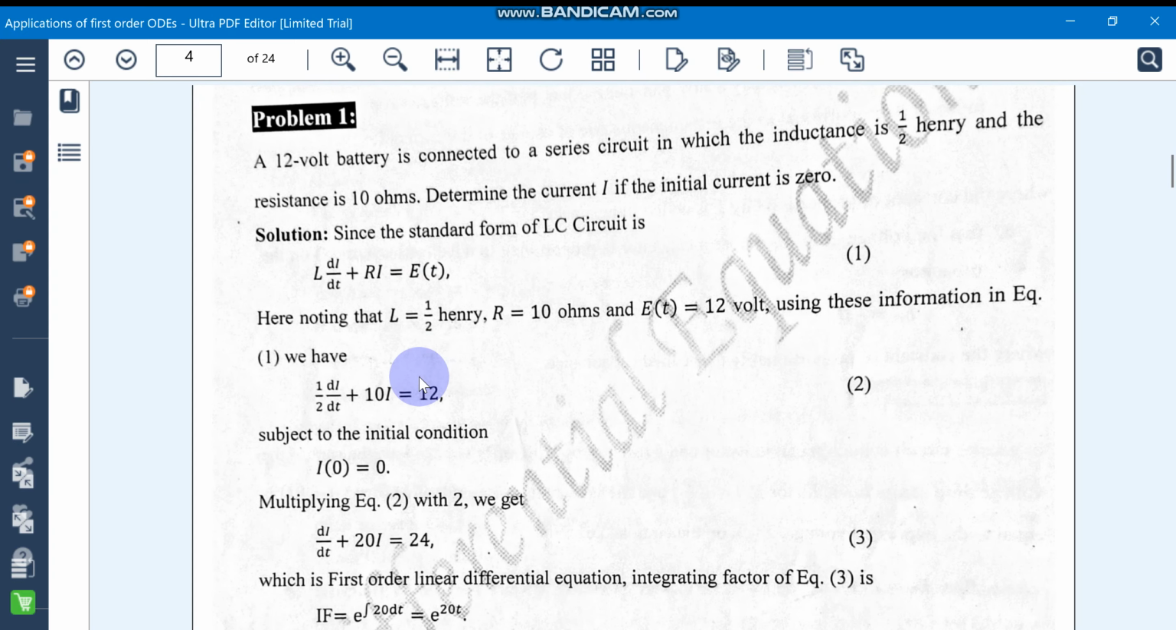For example, if we discuss problem number 1, which says that a 12-volt battery is connected to a series circuit in which the inductance is 1 by 2 Henry and the resistance is 10 ohm. Determine the current I if the initial current is 0.